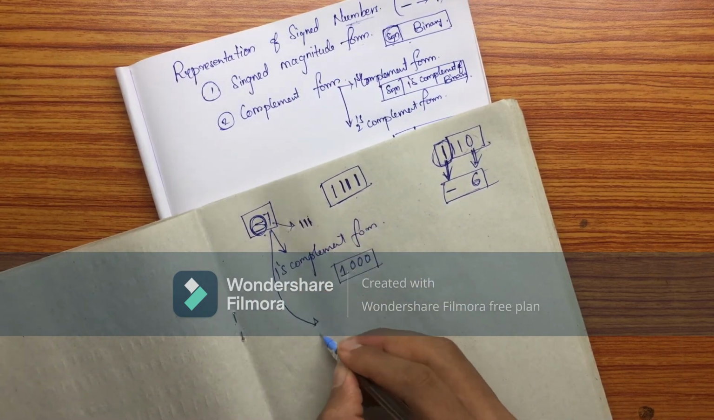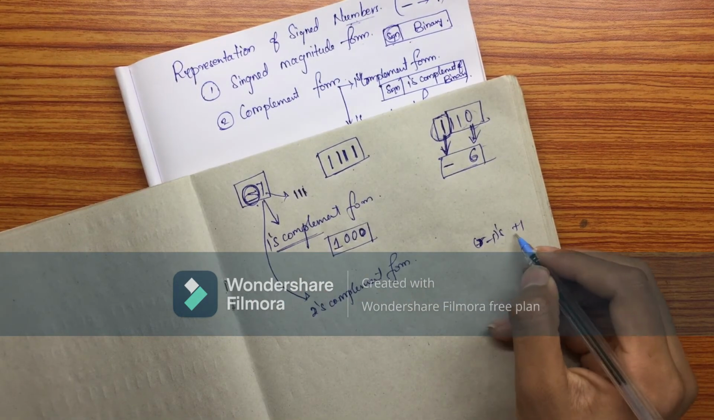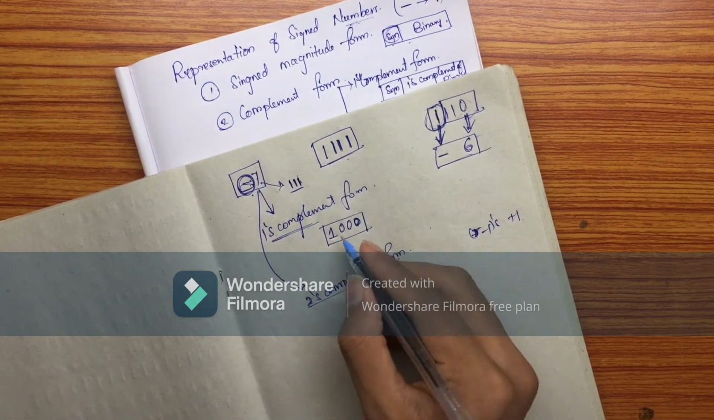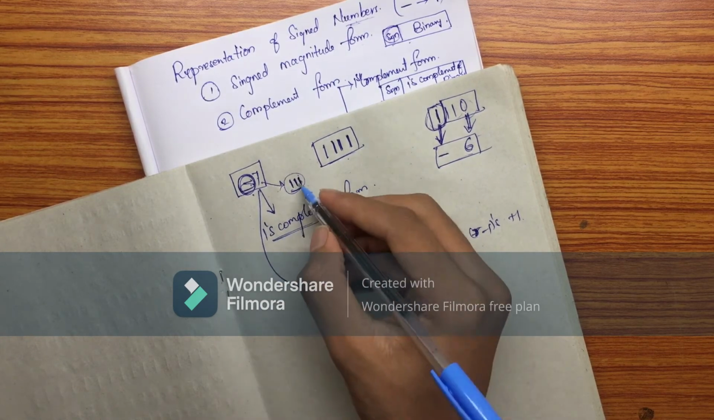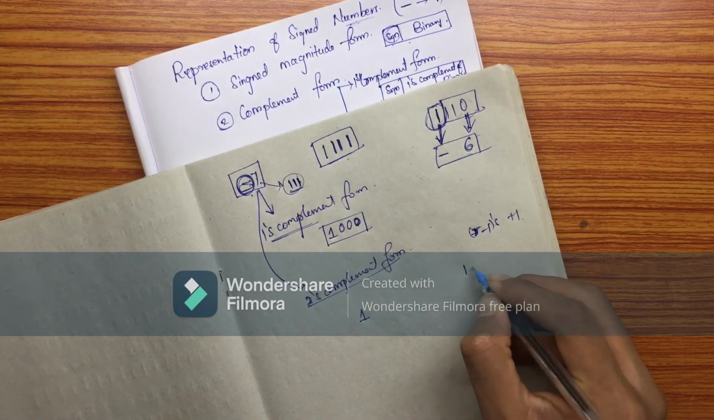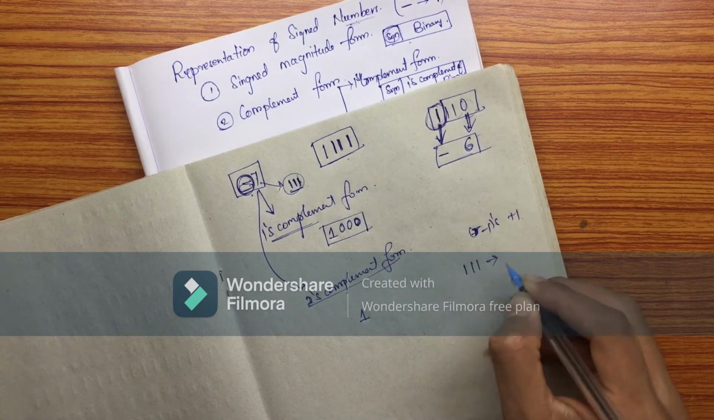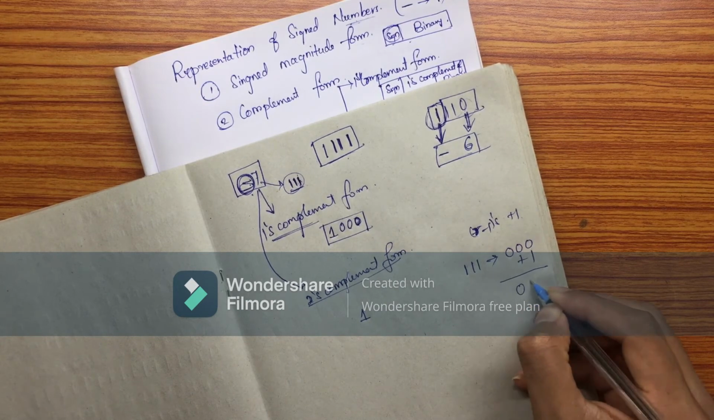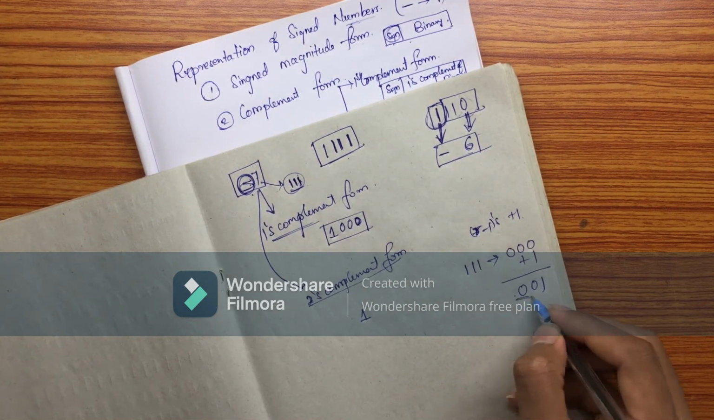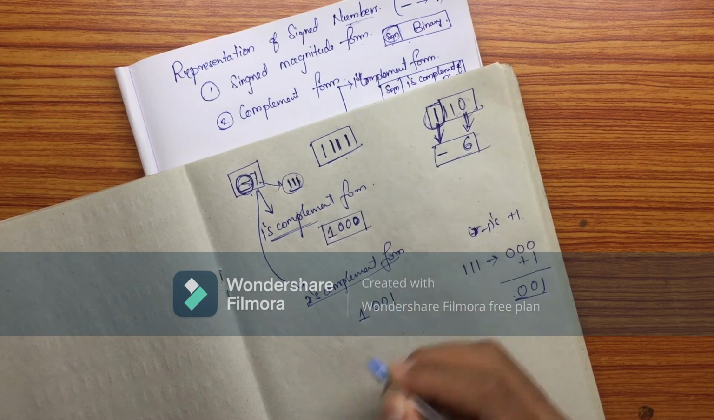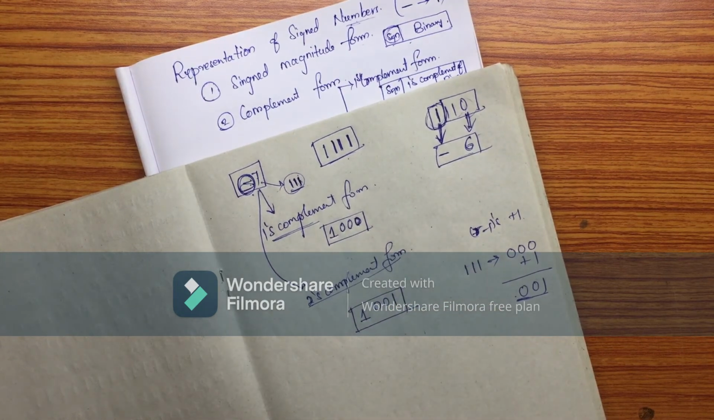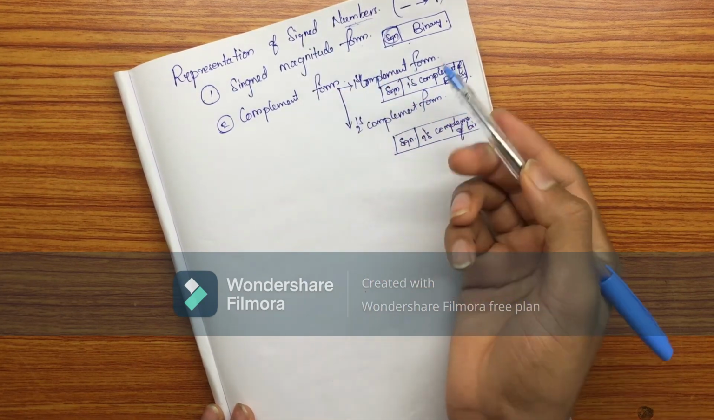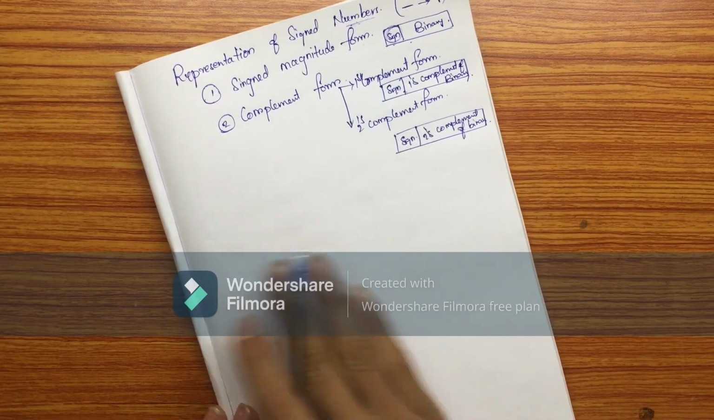Then 2's complement. We are doing r minus 1's complement plus 1. So here in the 2's complement form, the sign will be this. What is the 2's complement of this? First we are going to find the 1's complement. 1's complement of this will be 0 0 0, and at the last we add 1, then it will become 0 0 1. So this is the 2's complement. So that is the complement form of a signed number. Okay, 1's complement, 2's complement, that's it. You'll have only this.